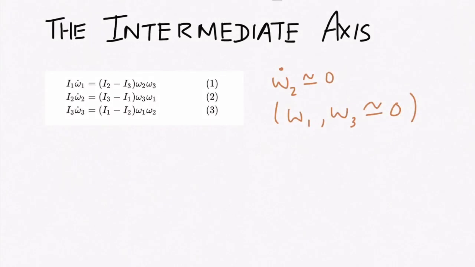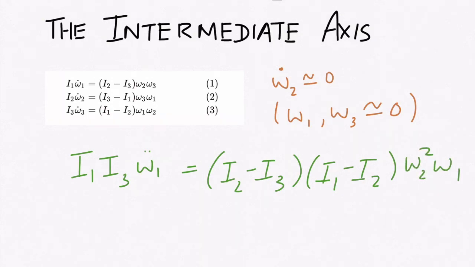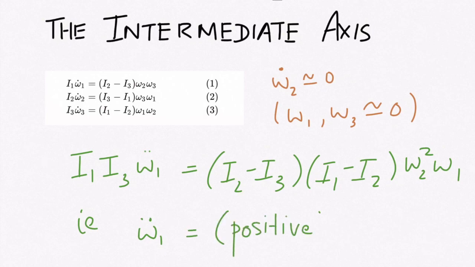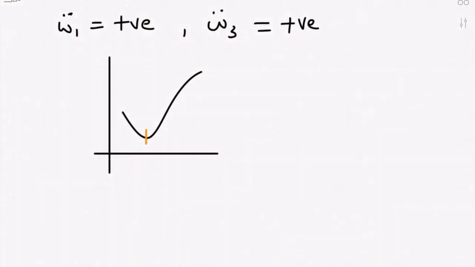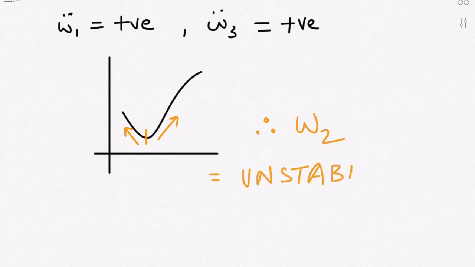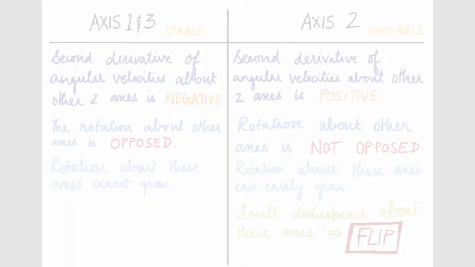Now let's look at axis 2. This time omega 2 dot is very small. Therefore, the time dependence of omega 2 may be neglected. Now, differentiating equation 1 and substituting omega 3 dot from equation 3, we get the following. The second derivatives of omega 1 and similarly omega 3 are positive quantities, and this means that they currently have a local minimum. Hence, they can only tend to grow. And because of this tendency, even a small disturbance along axis 1 and axis 3 will cause the object to flip, and this makes the rotation unstable. Here's a quick comparison.